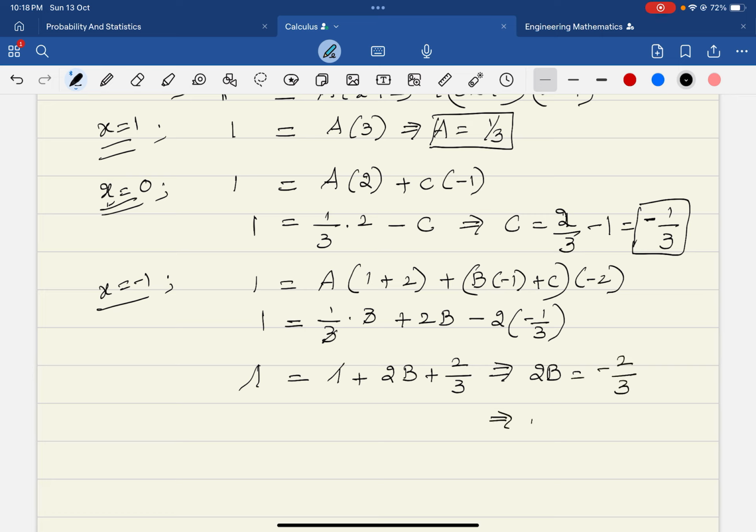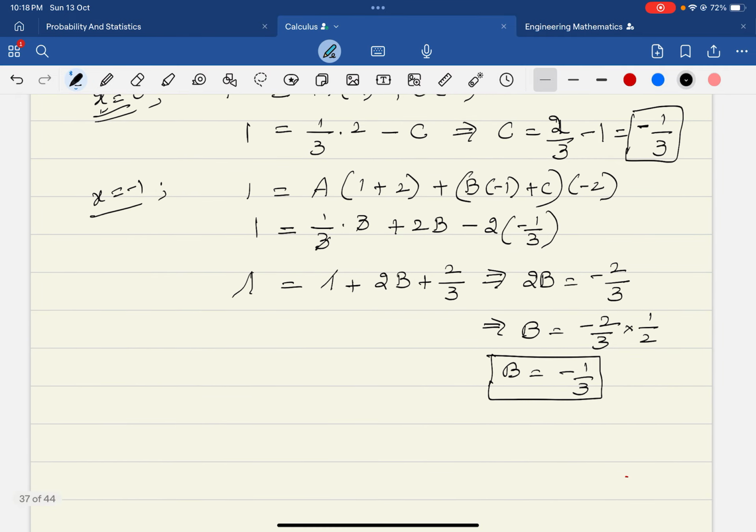Therefore, what is the value of b now? It is minus 2 by 3 divided by 2, which means into 1 over 2. So the value of b is minus 1 over 3. So the value of a is found, b is found, c is found.